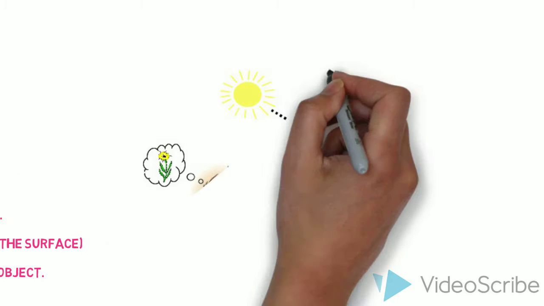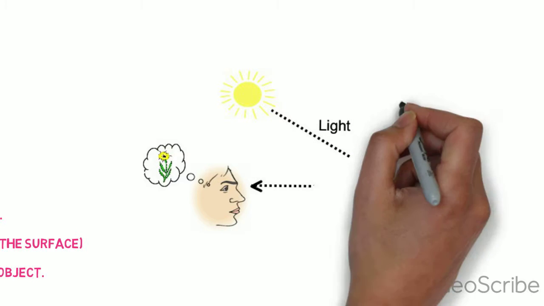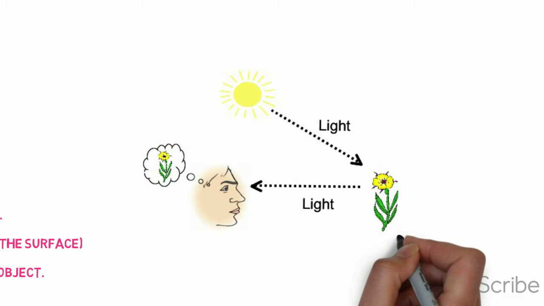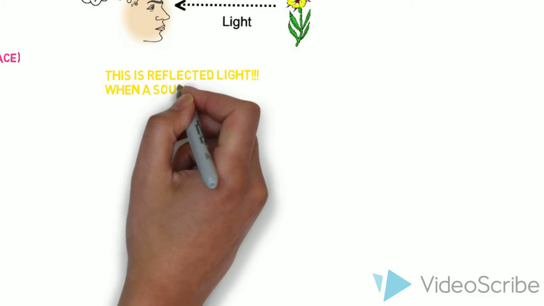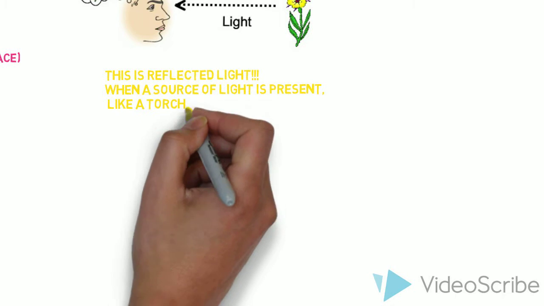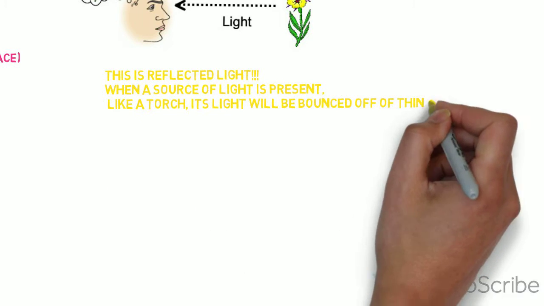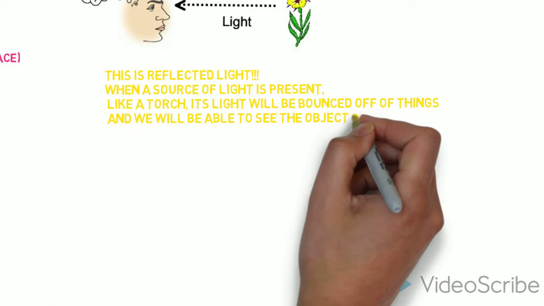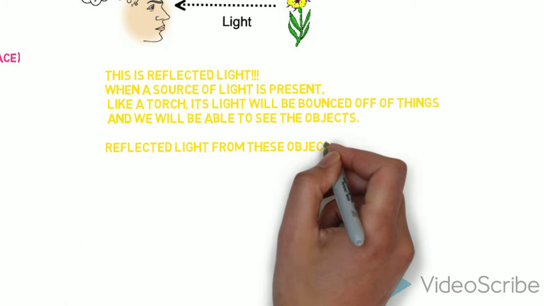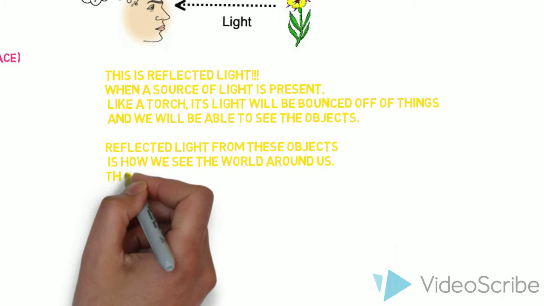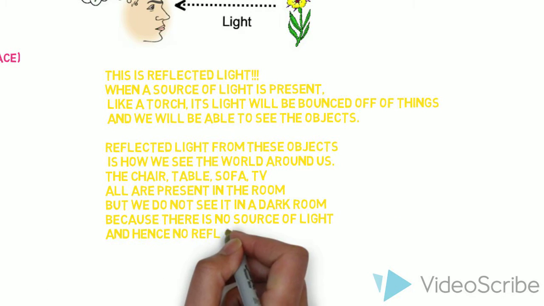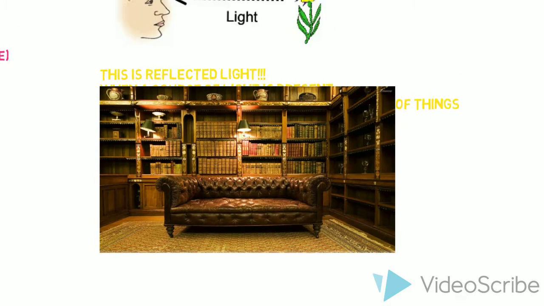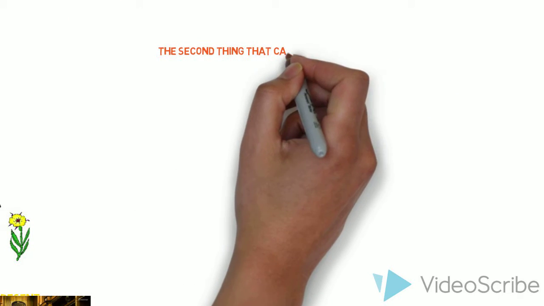Then we have to study what reflected light is. In daily life, we see all the things around us because light is reflected off of them. This is reflected light. When a source of light is present, like a torch, its light will be bouncing off of things, and we will be able to see these objects because of this reflected light. This is how we see things in daily life. The sofa and TV are all there in a dark room, but we cannot see them because there is no reflection, and we can see them after reflection.